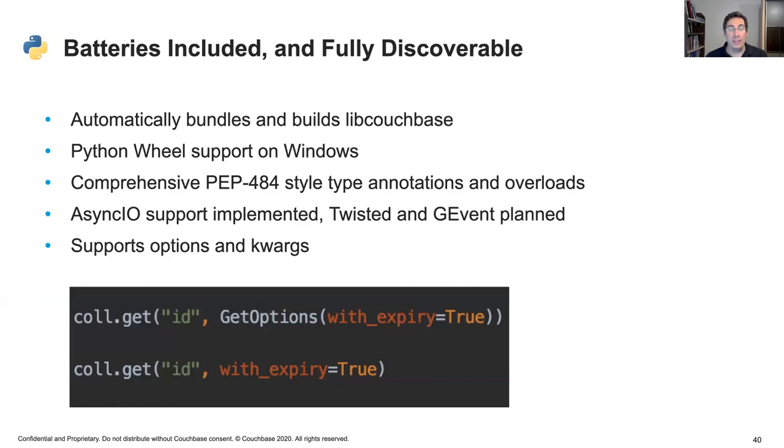Python is now fully batteries included, so it automatically bundles and builds libcouchbase. We support Python wheels on Windows. And we added Python type annotations and overloads based on the PHP 4.8.4. Async IO support is implemented with Python SDK 3, and Twisted and Gevent support are planned and being worked on. And we also support the options and the keyword arguments.